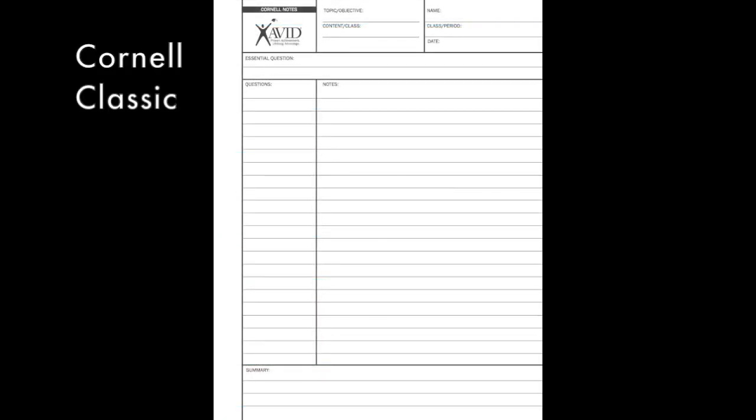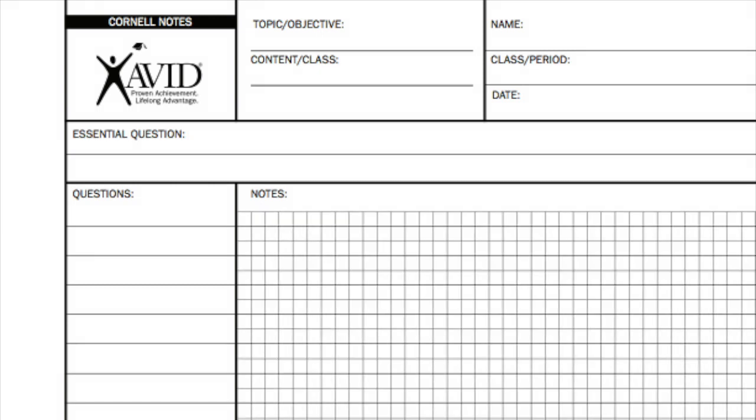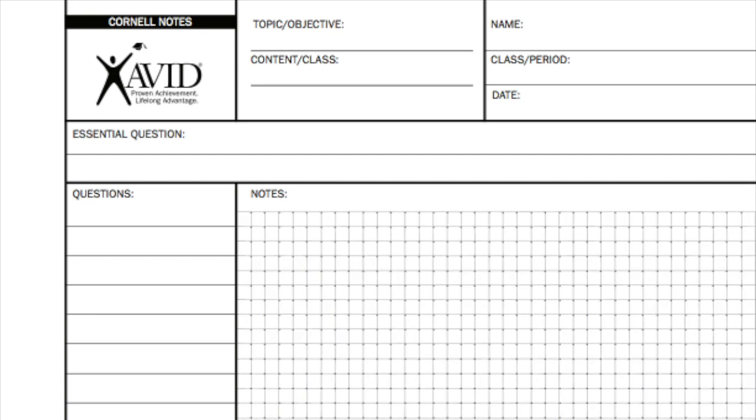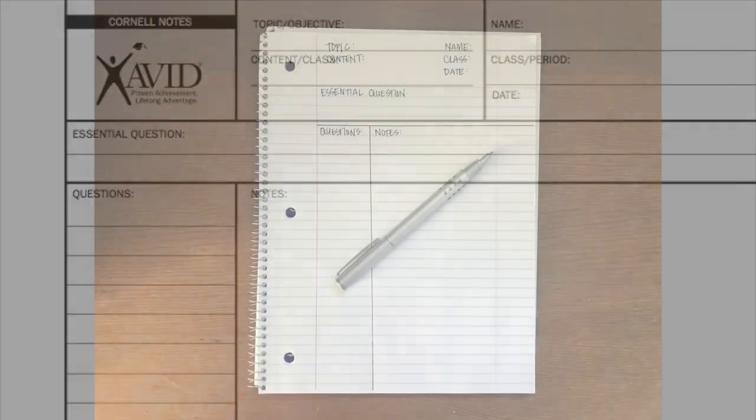If you've been an avid student or have learned about note-taking, you may have heard about Cornell Notes. Cornell Notes are set up so the top of the page has all of your orienting information: topic, content, name, class, date, and essential question. Below that, 1/3 of the page is reserved for questions, and the rest of it is reserved for your notes. There are plenty of Cornell Notes templates available, but if this is the style that works for you, the easiest thing to do is to set up your page directly in your notebook.